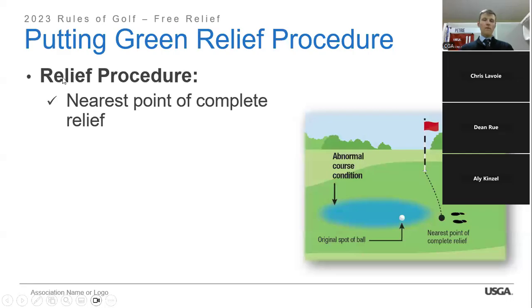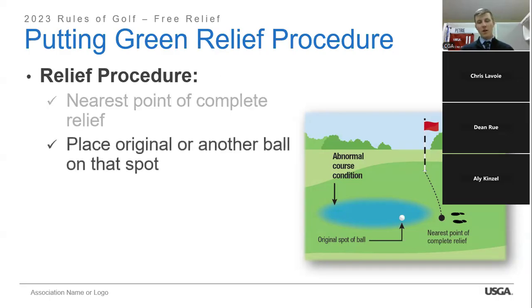So what happens if we're on a putting green? Like I mentioned, this is line of play, and also simply what are we doing with puddles like this? So we have an abnormal course condition, our ball lies in it. We're going to be placing this time the original ball or another ball on that nearest point of complete relief. So looks like our player's left-handed here. He's taken the nearest point where none of that condition interferes anymore. And whenever we're taking relief on the putting green, we're going to be placing.